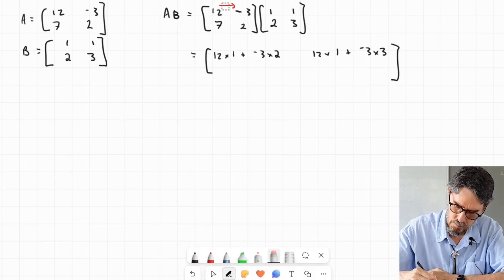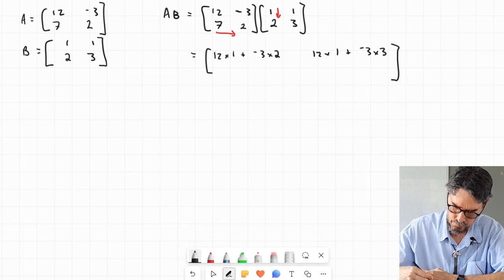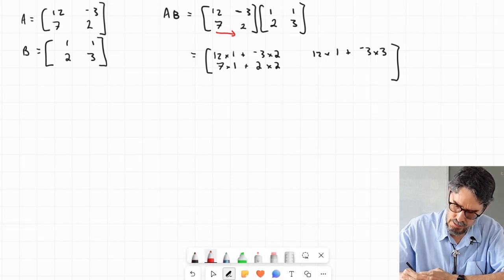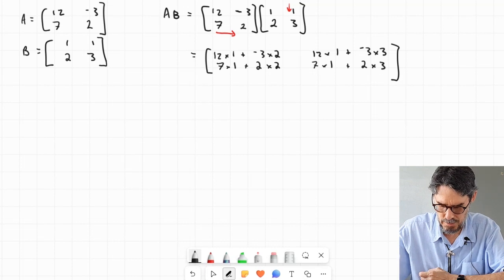Then I'm going to go across the second row and down the first column. So I'm going to get 7 times 1 and 2 times 2. Then I'm going to go across the second row and down the second column. So I'm going to get 7 times 1 and 2 times 3. See how I'm doing that?